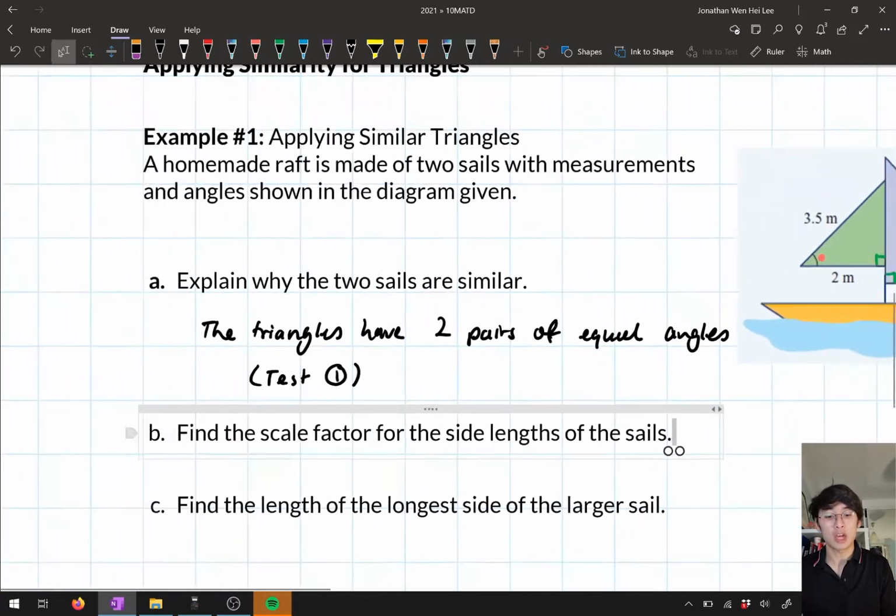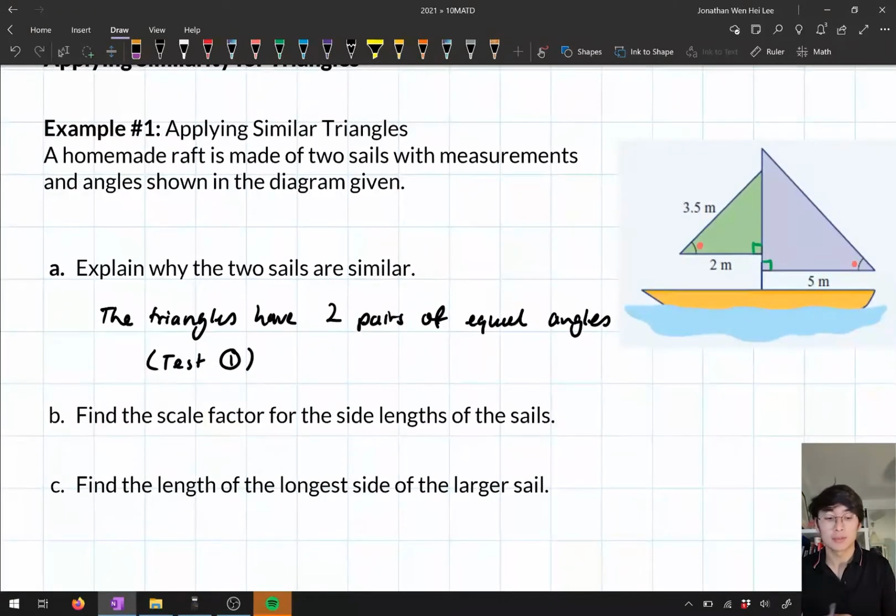They have the exact same shape, but they might not have the exact same size. So that's the first part. When we are asked to explain why things are similar, we just need to identify what kind of test from last lesson might be applicable here. Usually this is actually a fairly common one to use, two pairs of equal angles in the two triangles.